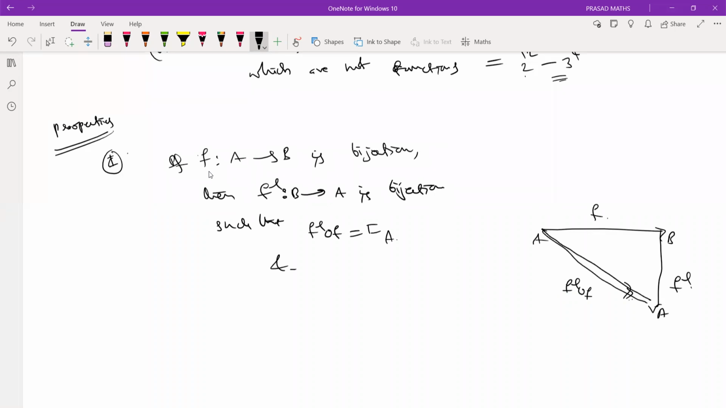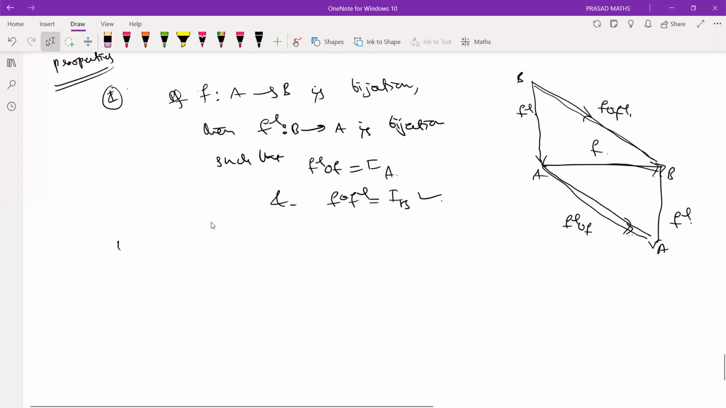Similarly, this is my bijection function, and its inverse is also a bijection function. The composition is meaningful whenever the diagram commutes. Therefore f circle f inverse is the identity function on B. These are standard results on functions. Next, suppose you are given just a function. This is important in linear algebra.